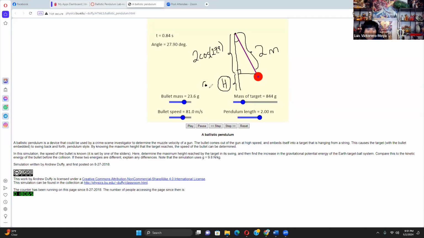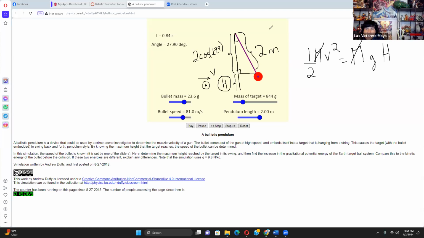So when the masses collide, they both obtain a certain velocity. So 1/2 of the total mass, which is the mass of the bullet plus the mass of the target, times v squared equals the total mass times gravity times height, which is what I showed you how to calculate. But clearly the mass cancels, and then you can find this.